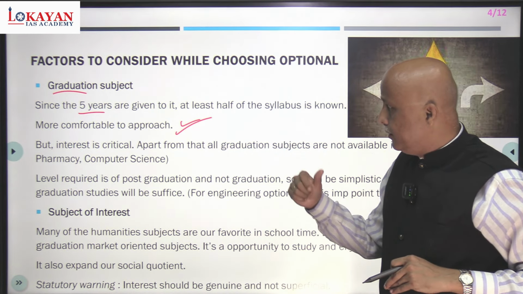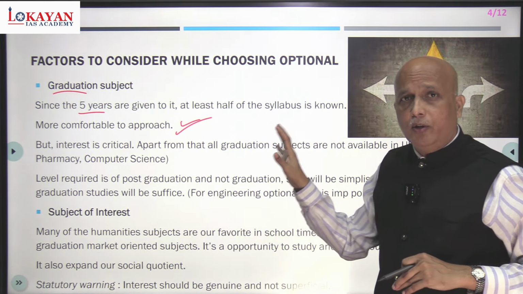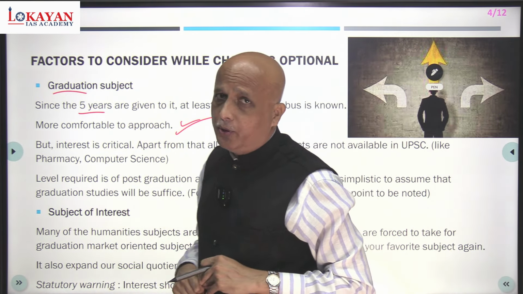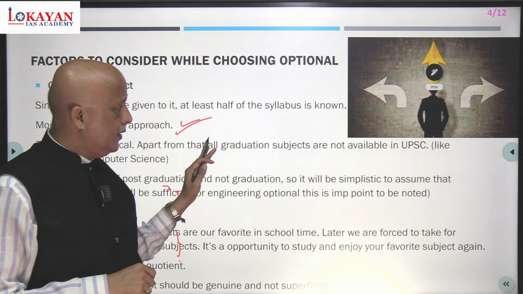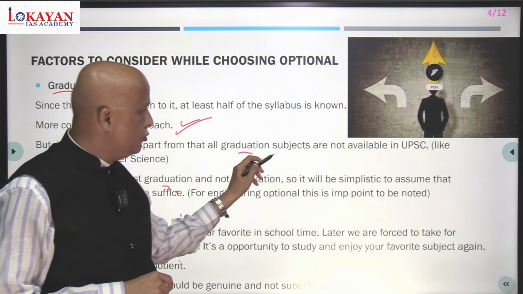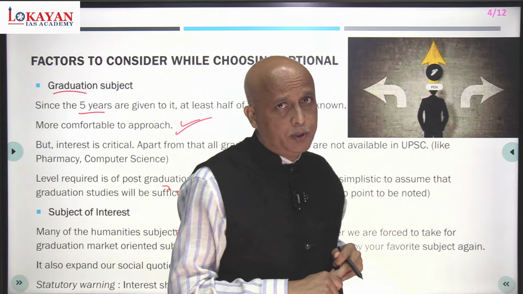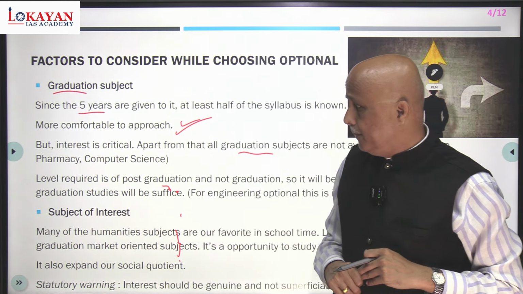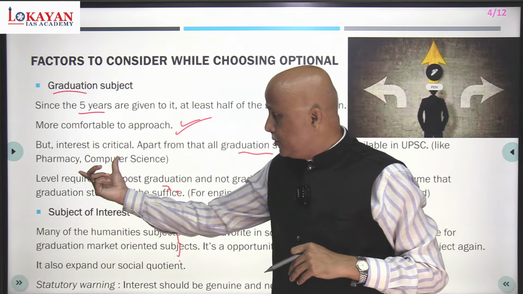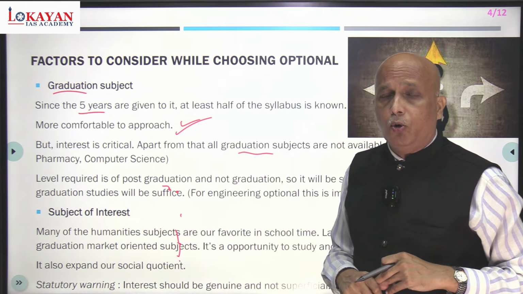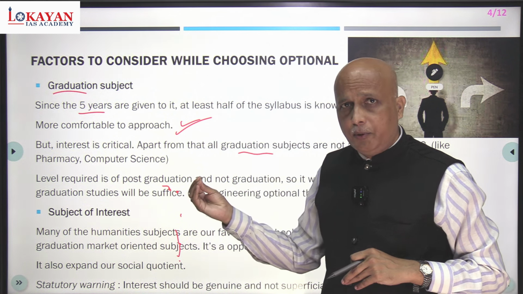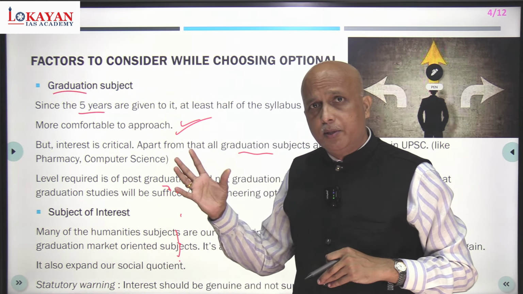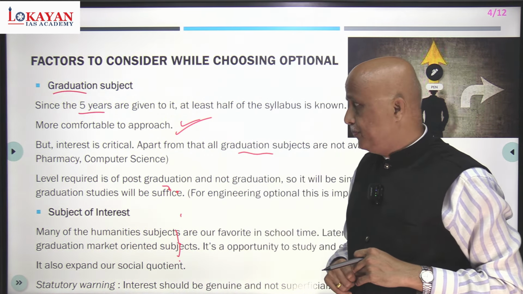But interest is critical. Interest is required. Many times we do the graduation because somebody else has told us to do that. It's not exactly our interest area. If that is the case, then one should not unnecessarily go for choosing such an optional unless you are interested in it. Some subjects are not available, like pharmacy is not available, computer science is not directly available. So some graduate subjects may not be available as optionals in the UPSC, which is another issue.